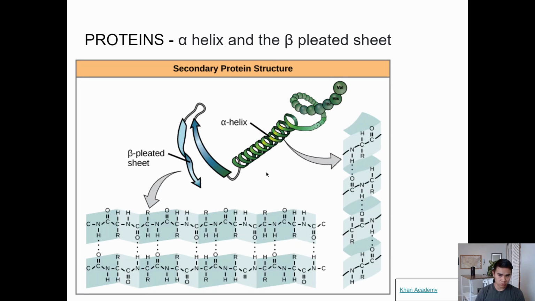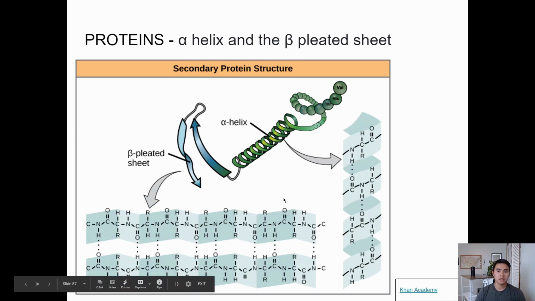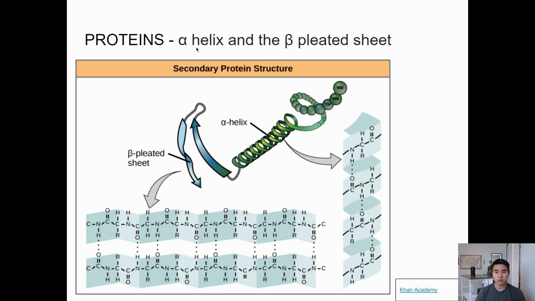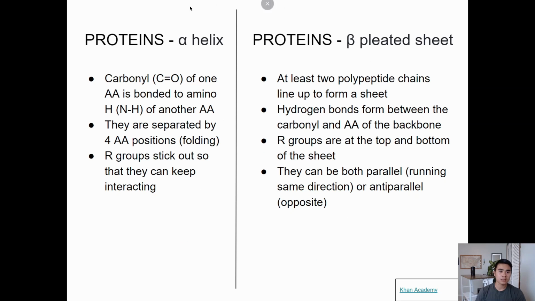And here's a deeper picture of that. So you can see the R groups are on the outside. It allows it to continue interacting. So this is important that there's 2 types of secondary protein structures, alpha helix and beta pleated sheet. And here are some descriptions of the differences. So the carbonyl of one amino acid is bound to the amino H of another amino acid. So for alpha helix.